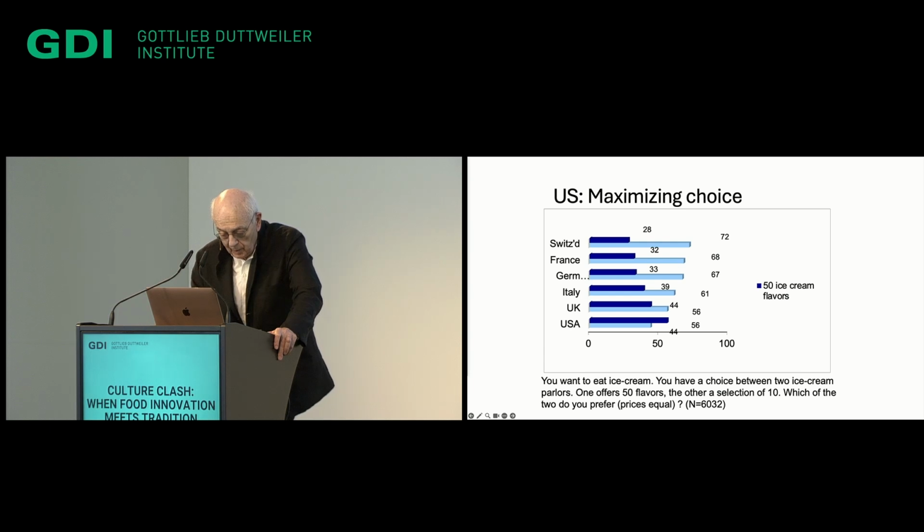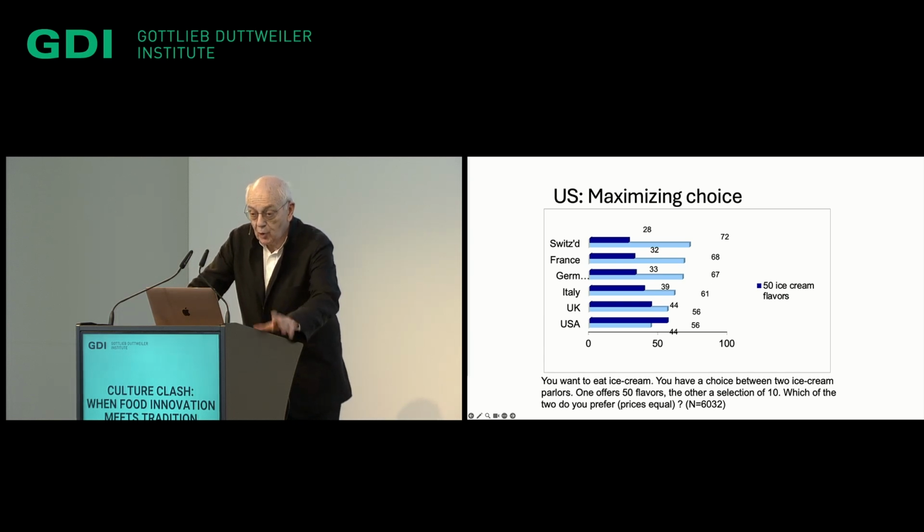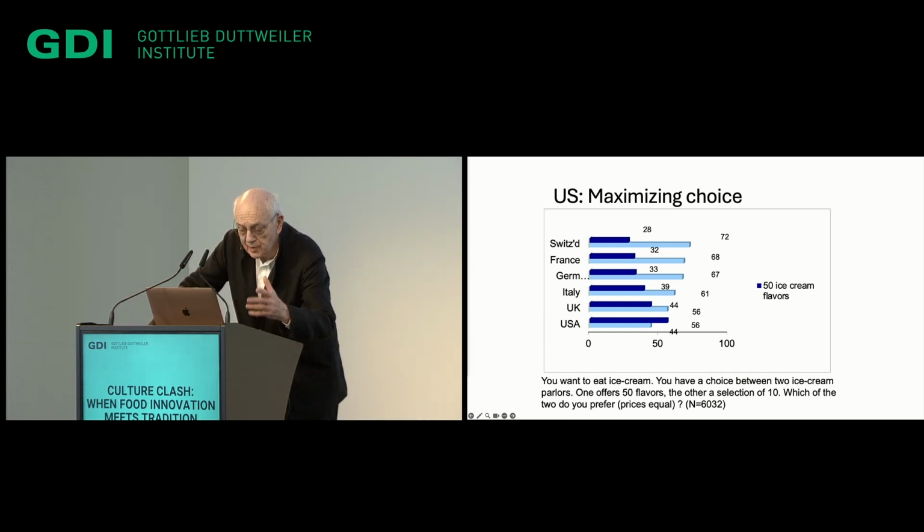We asked people, inspired by Baskin-Robbins advertising 50 flavors of ice cream, so we devised this question. You want to eat ice cream, and you have a choice between 2 ice cream parlors. One offers 50 flavors, the other a selection of 10. Which of the 2 do you prefer? Price is equal. Everybody, the Swiss to begin with, thinks that choosing from 10 is enough. The US sample is the only one that has a majority of people who think 50 is better.